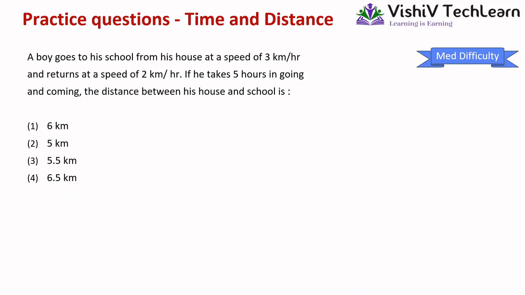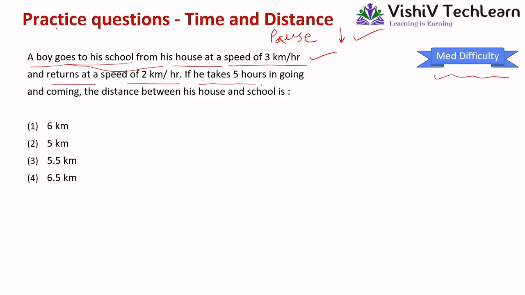Let's go to the next question. Now this is a medium difficulty level question, a little tricky, and you can pause the video over here and try to solve it. If not possible, you can go through this solution. So what is the question? A boy goes to his school from his house at a speed of 3 km per hour. So while going to school the speed is this, and while returning the speed is 2 km per hour.